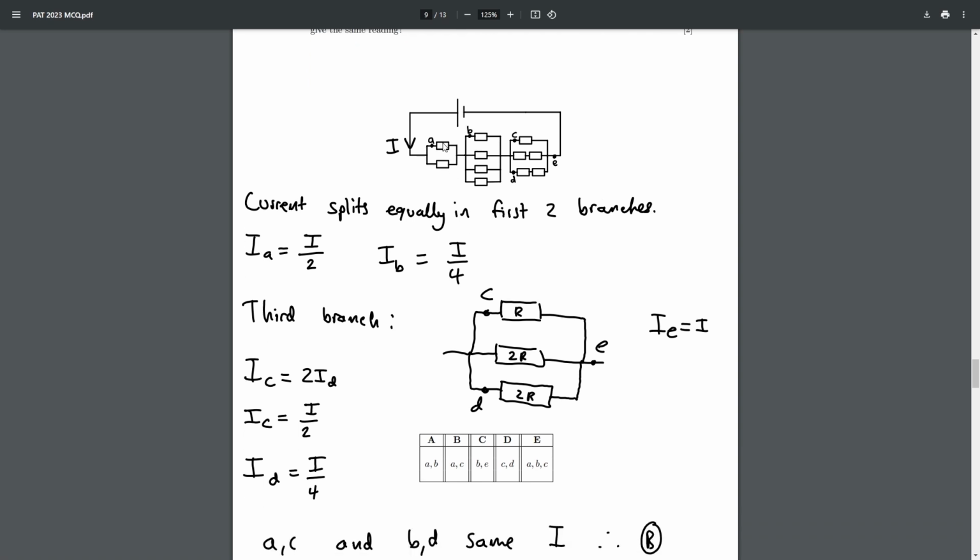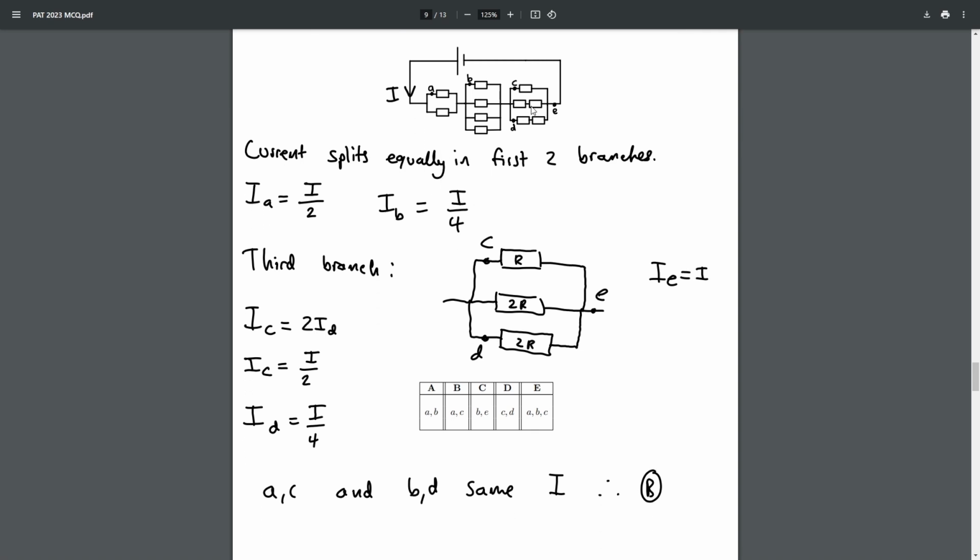So as this first branch has the same resistance as this second branch, they're all just made of one resistor in parallel, we know the current will split equally for each branch. So the current in A will be half of I if we say I is the current in the circuit, and the current in B will be a quarter of I.